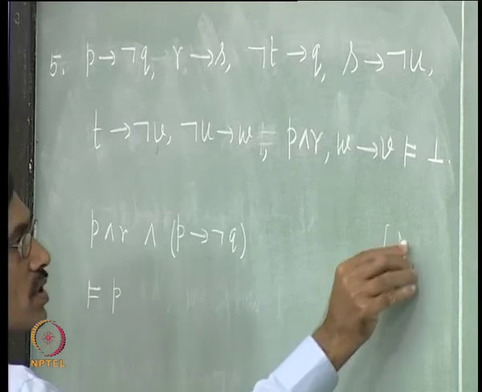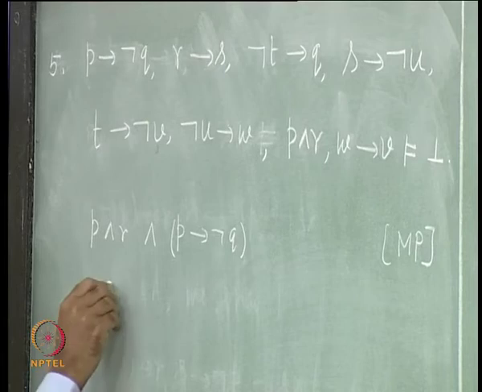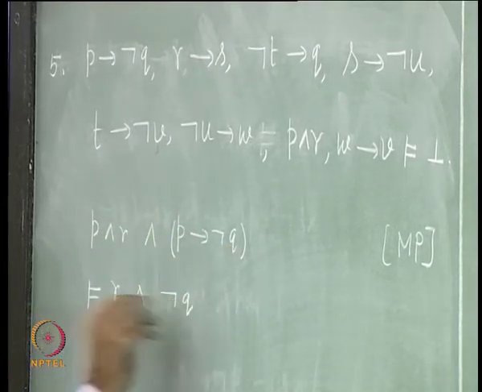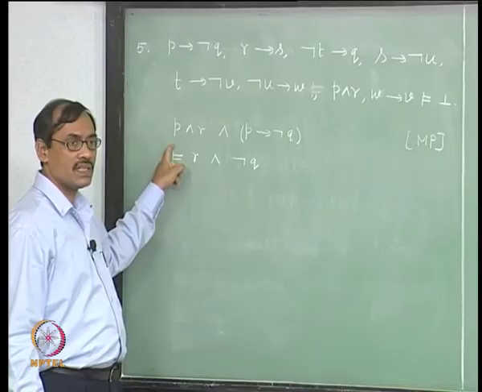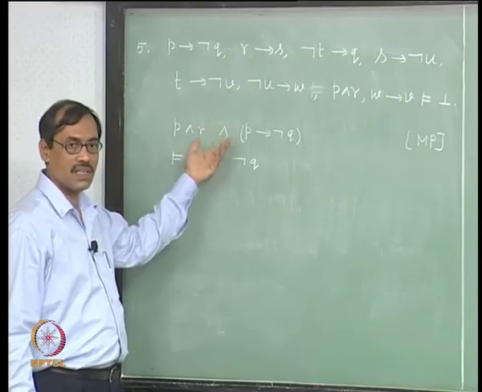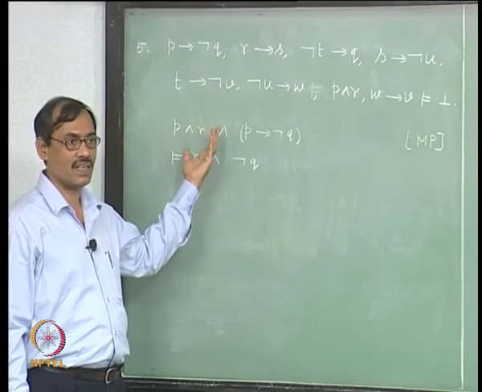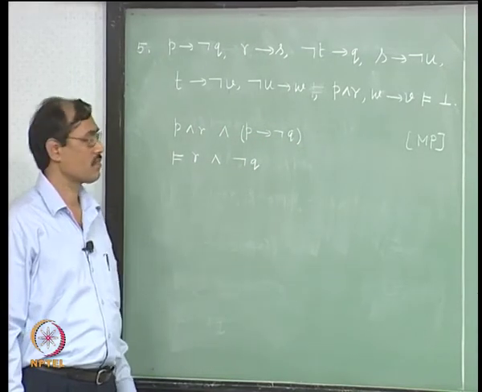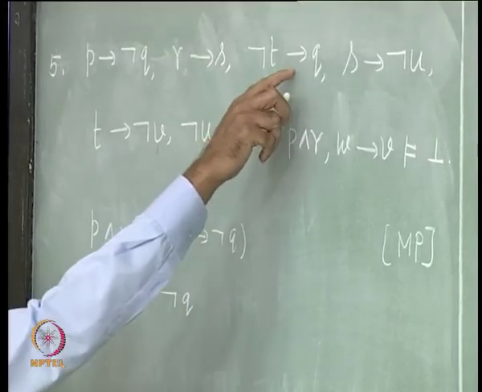So, I want to use modus ponens. That gives R is kept as it is, and P implies not Q gives not Q. So, it is not only modus ponens, I have used commutativity, R comes at the beginning, and associativity, I have not used a parenthesis anywhere. So, both the things are used implicitly here, associativity and commutativity, fine. Now, with not Q our plan is to use not T implies Q.